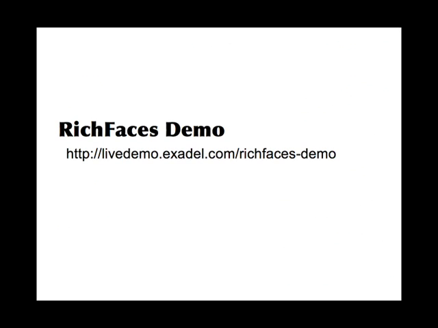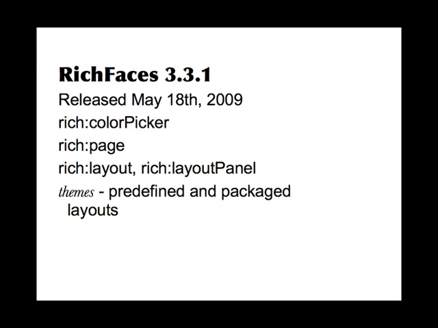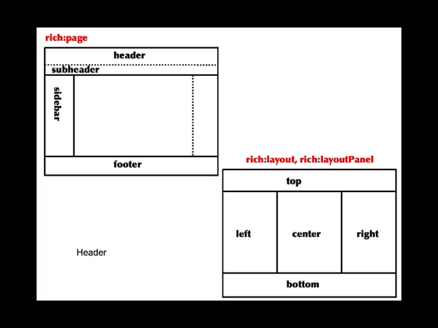This is a link. This is really a showcase of all the components. If I have time at the end, I'll show you. But this is really the best way to learn about all the controls. RichFaces 3.3.1 was just released in May, and has a number of new controls, a color picker, and a couple of layout components, which are right here. So you can define kind of a header, subheader, side panel, footer, and then you can also have this kind of a layout: top, left, center, right, and bottom.